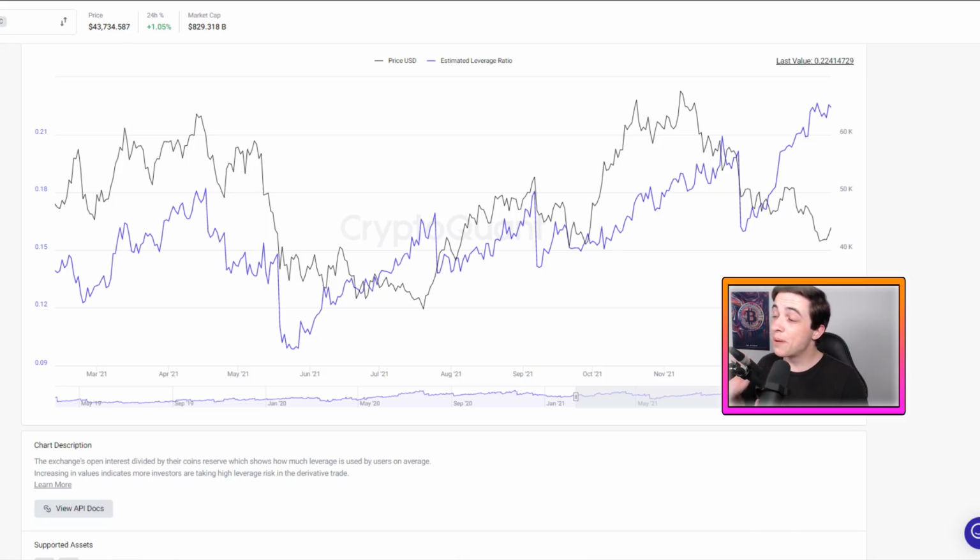And that brings us to the Bitcoin estimated leverage ratio, which is right now still sitting at record highs. We are yet to see the liquidation event. We are yet to see the short squeeze due to the fact that there's still a lot of leverage.